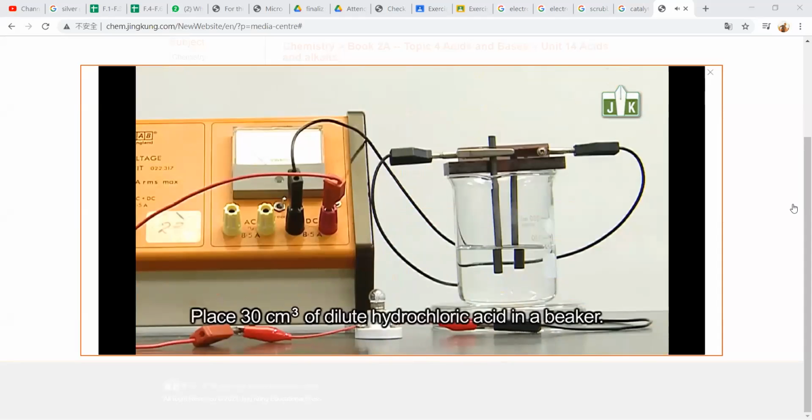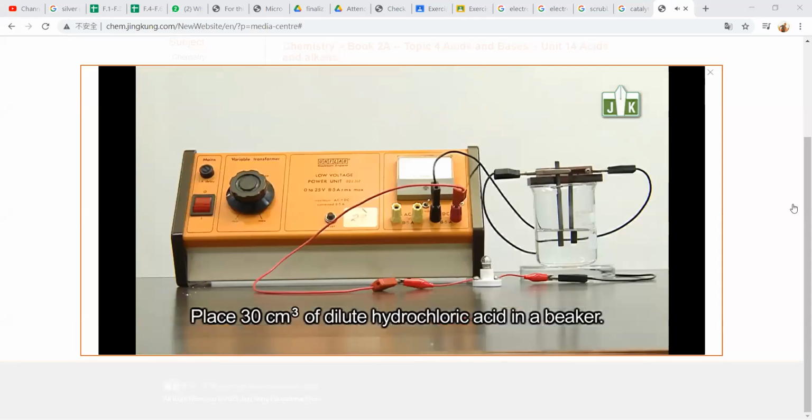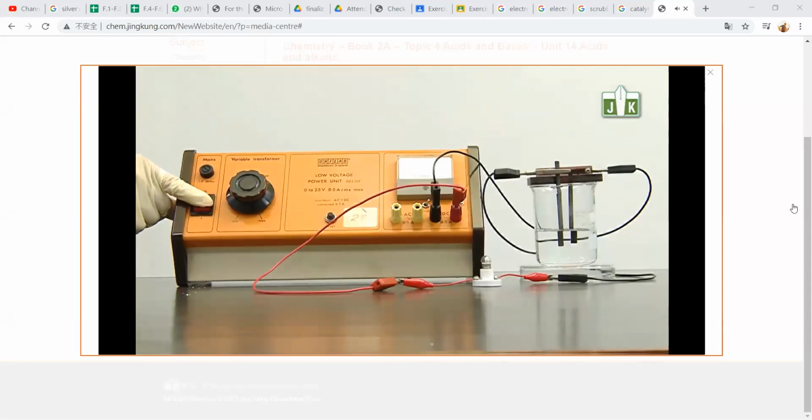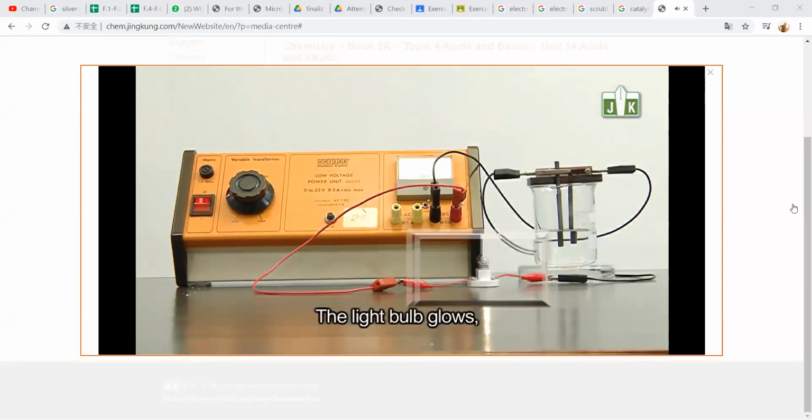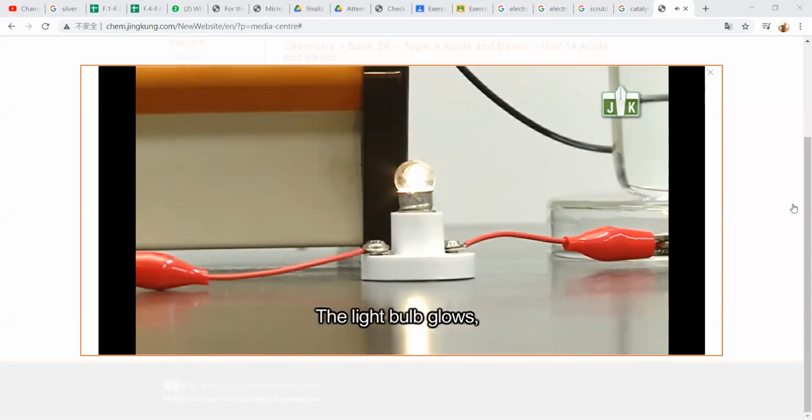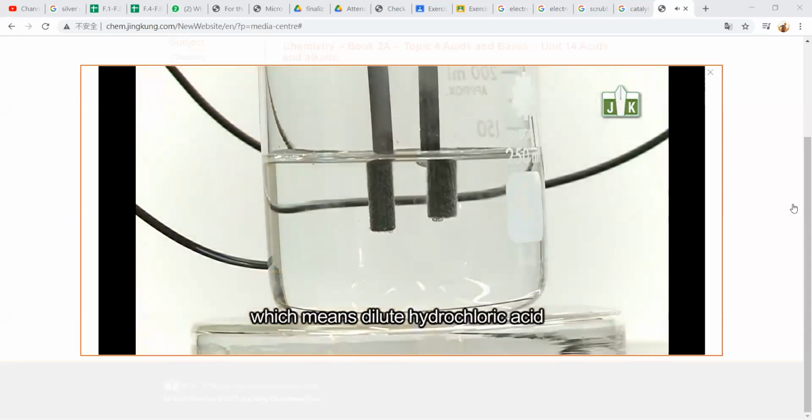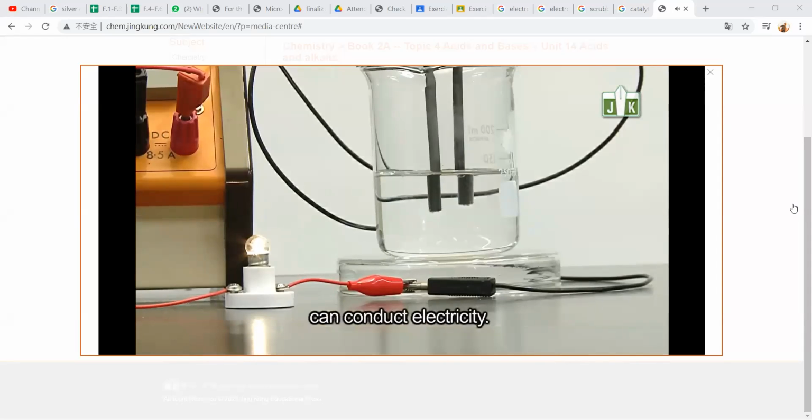Place 30 cubic centimeters of dilute hydrochloric acid in a beaker. Set up the circuit. The light bulb glows, which means dilute hydrochloric acid can conduct electricity.